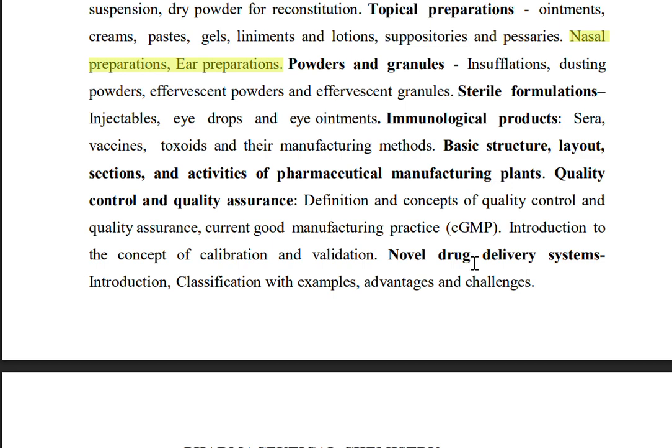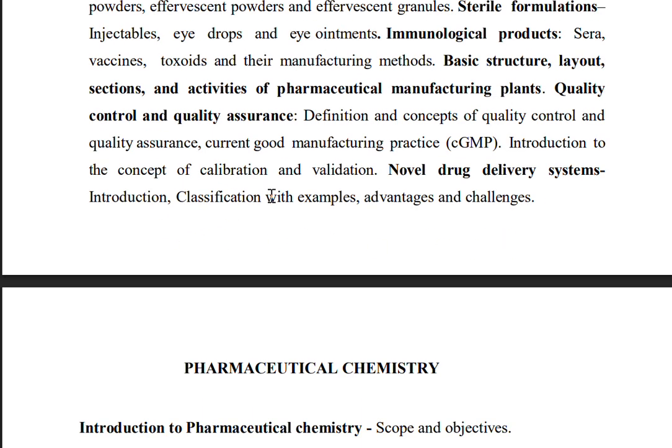So novel drug delivery system also includes the introduction, classification and advantages and the challenges. In novel drug delivery system, there are different types: sustained release, and then extended release, gastroretentive, and then vaccines and sera, like that. Several classifications you have to know superficially in the novel drug delivery system.